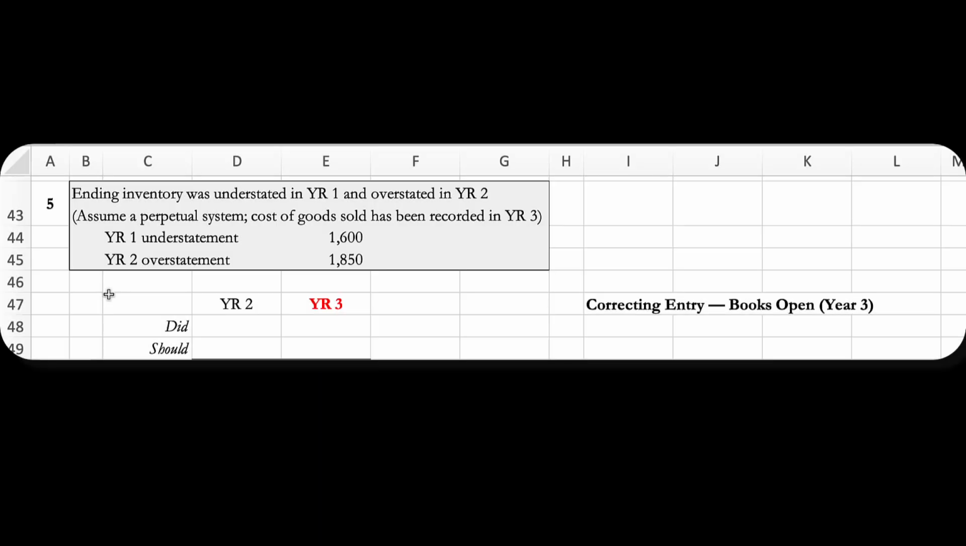All right, here's 2 errors in 1, and it's very important that you understand that this is 2 errors. They told me that I had an understatement in ending inventory in year 1 and an overstatement in ending inventory in year 2.